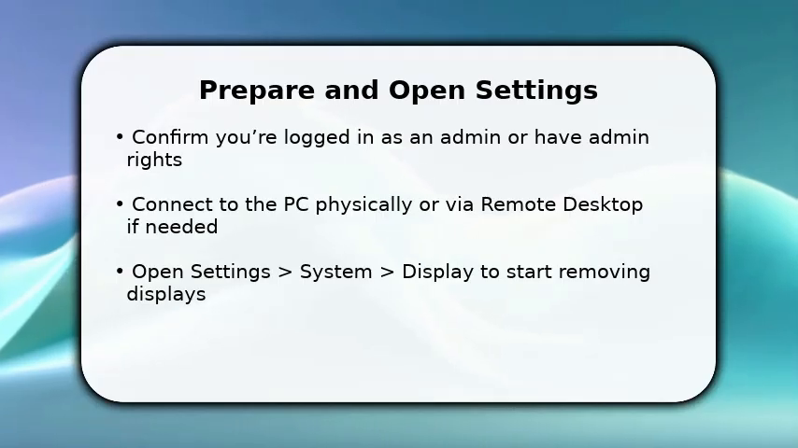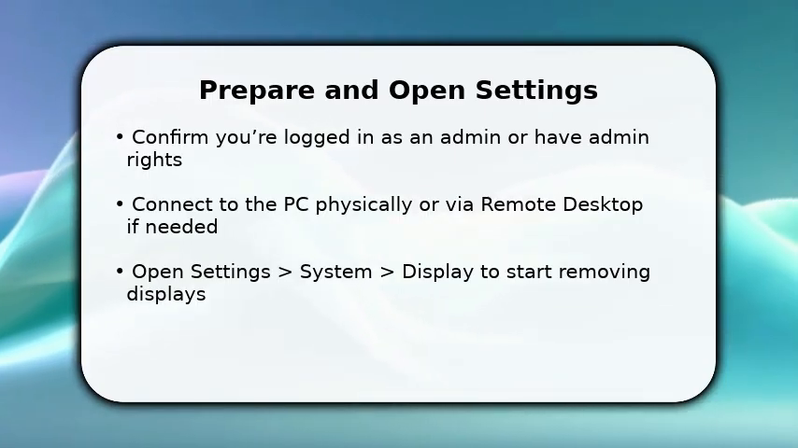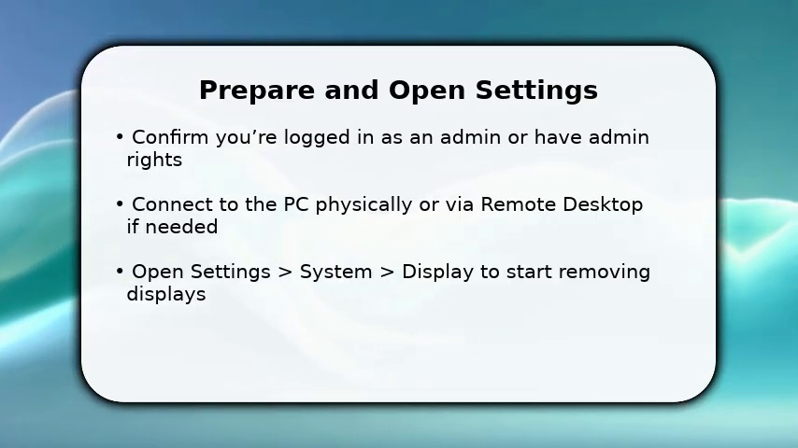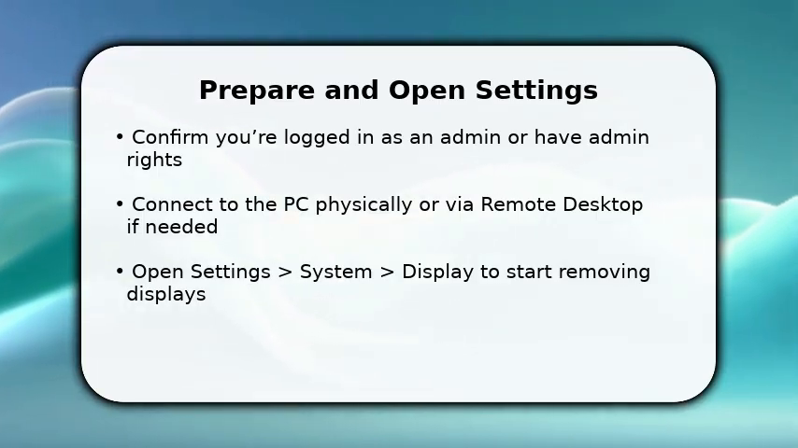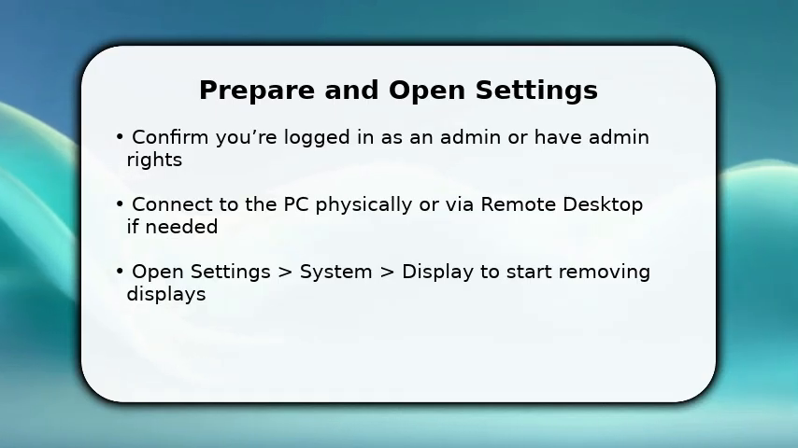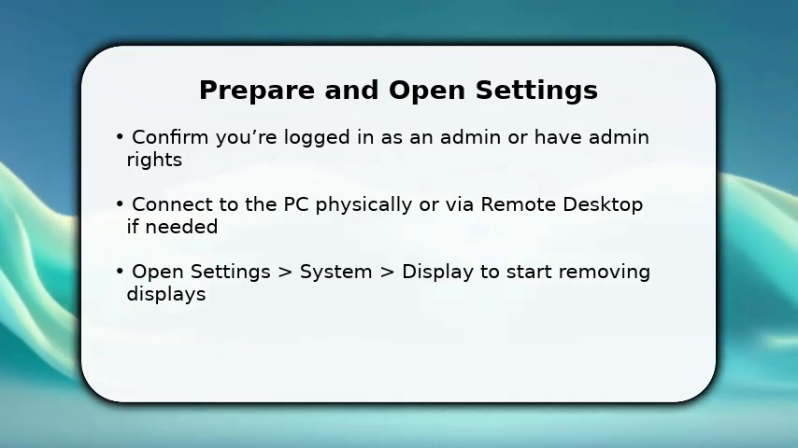You'll start by making sure you have admin rights, because Windows blocks display changes without them. Once signed in, connect any cables or remote sessions you need and open Settings, then System, then Display. You're now looking at the layout and the list of detected displays. Make sure identification is clear by clicking Identify so you know which screen is which. This first step prevents removing the wrong monitor and prepares you to detach displays safely.